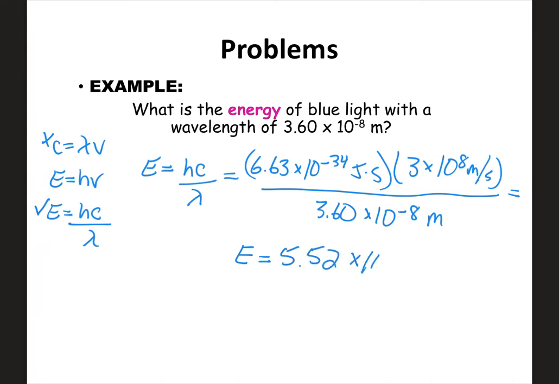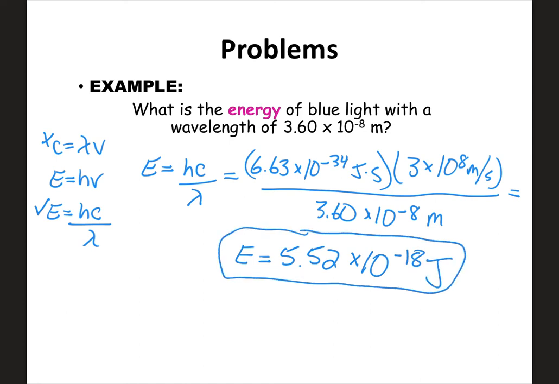When you solve this, your energy with correct sig figs and units should be 5.52 times 10 to the minus 18th joules. Your units here are going to be joules. If you didn't get the right exponent, you didn't plug it into the calculator correctly. Make sure you can plug this in. That's pretty much how you're going to approach all of these problems. Figure out which equation you're going to use, plug in, watch your units, and solve.